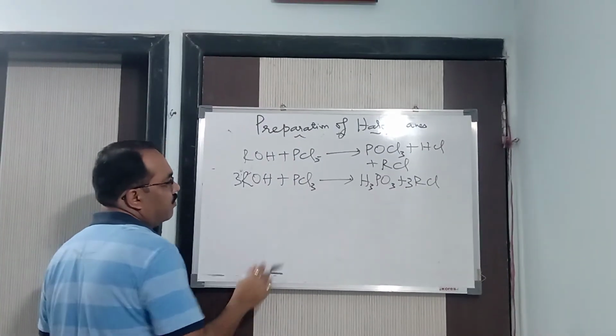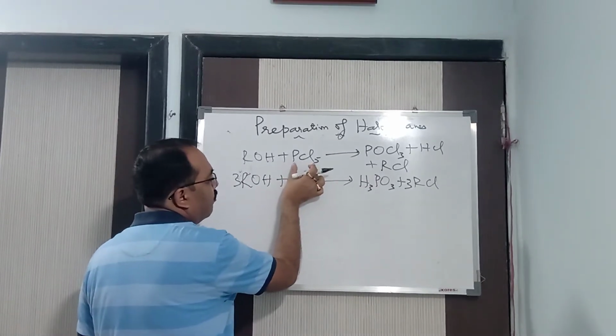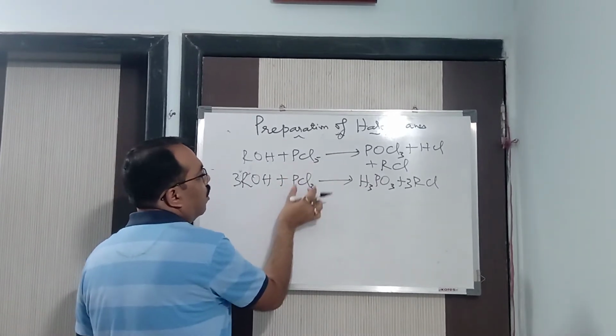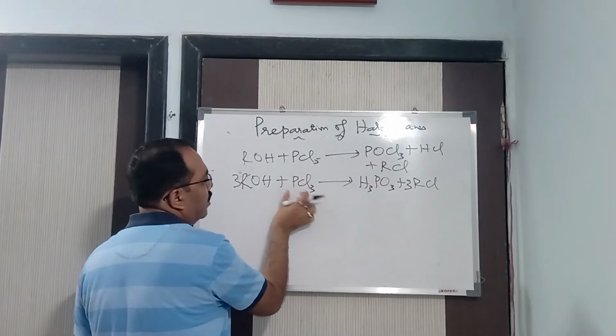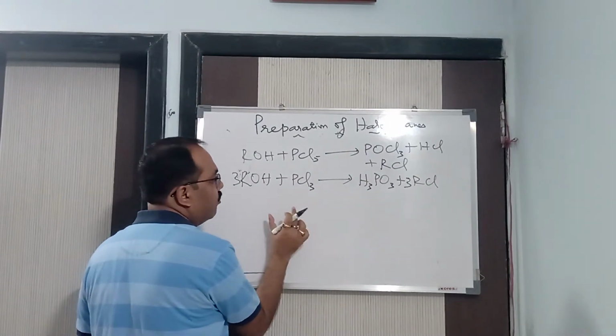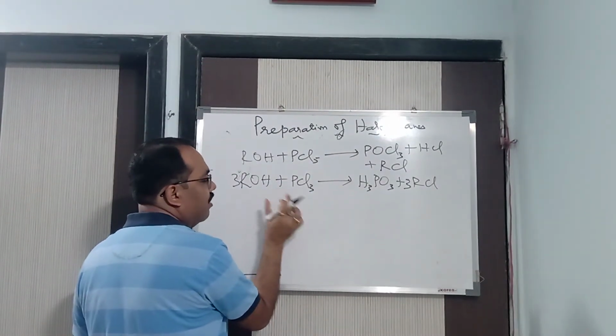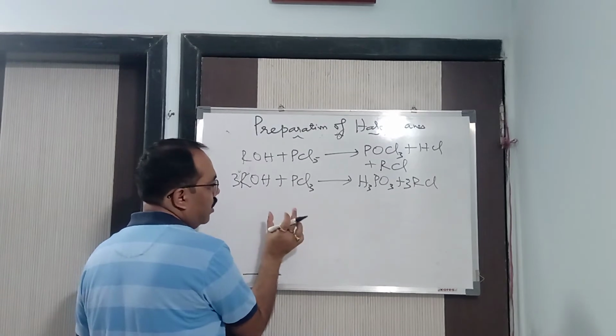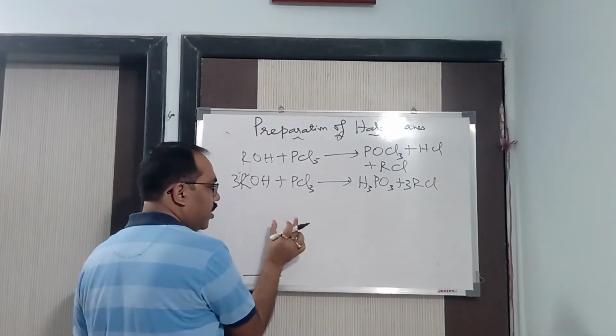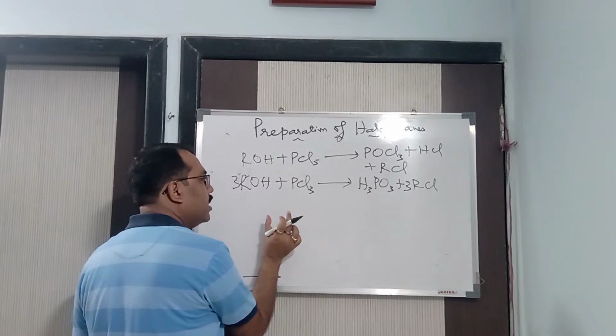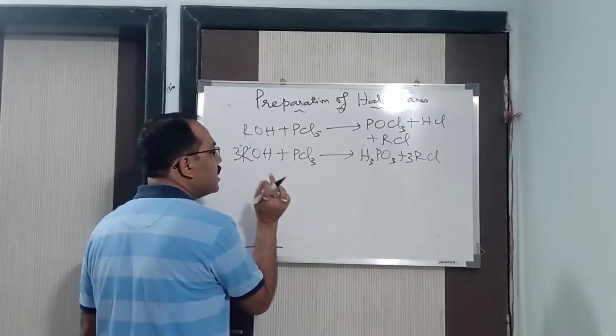But the same reaction, if you are doing with PBr5 or PBr3, or with PI5 and PI3, then listen very carefully. PCl5, PCl3 is quite stable, so we are getting it. But PBr5, PBr3, then PI5, PI3 is not stable. It has to be prepared in situ.